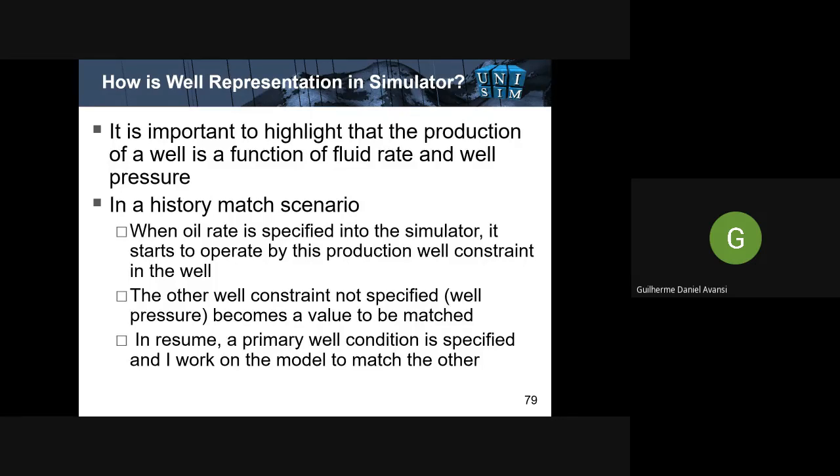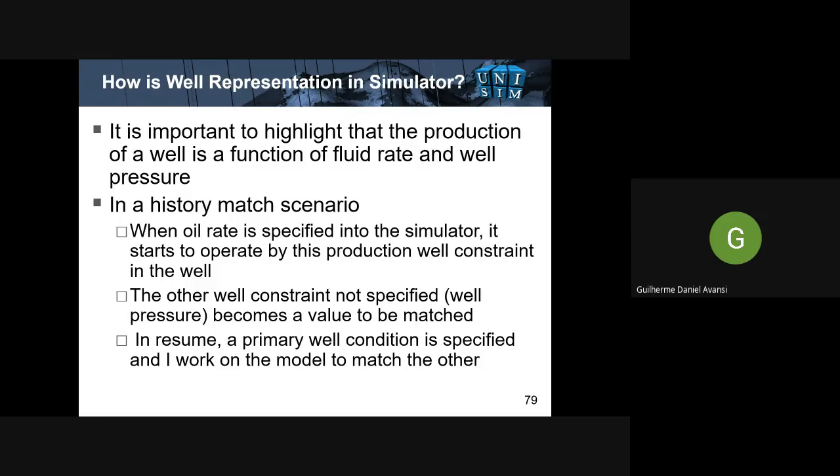Moving to the next, the final step when I talk about the reservoir simulation in terms of the equation that the simulator is solving, it's important to highlight that the production of the well is a function of fluid rate and well pressure. So in a history match scenario, we have the oil rate. In this case, the oil rate is specified to the simulator, so it starts to operate by this production well constraint. The other well constraint is not specified, so the well pressure becomes a value to be matched, and I work in the model to match the other.